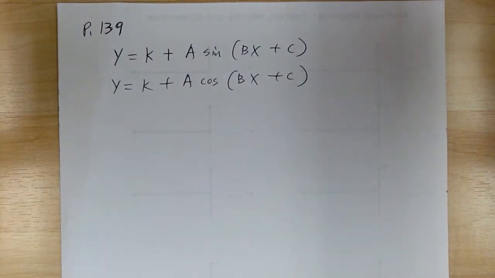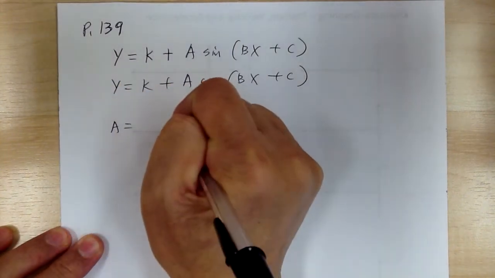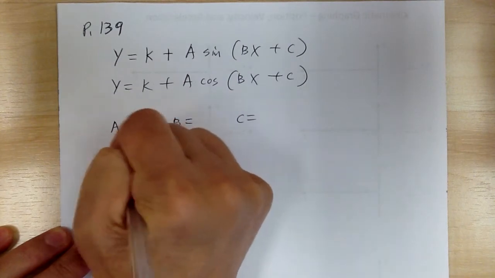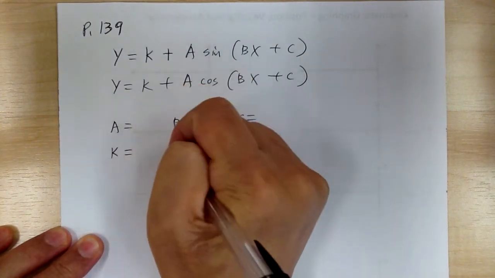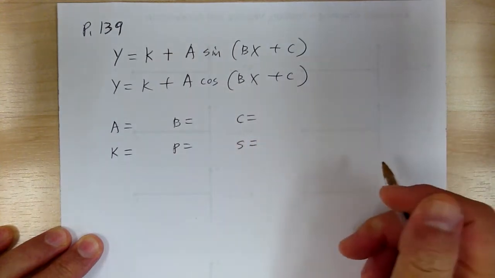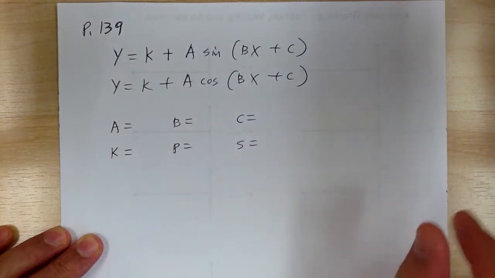When you start to do this, you want to get all your information organized. You need to figure out what a is equal to, b is equal to, c is equal to, and you have to write down your k. Then from b, you have to figure out the period. From c, you have to figure out the shift. You want to get these things ready, and from this information, you're going to do the graphing.